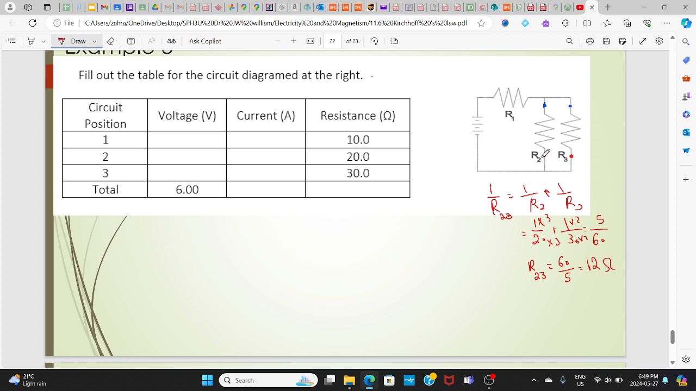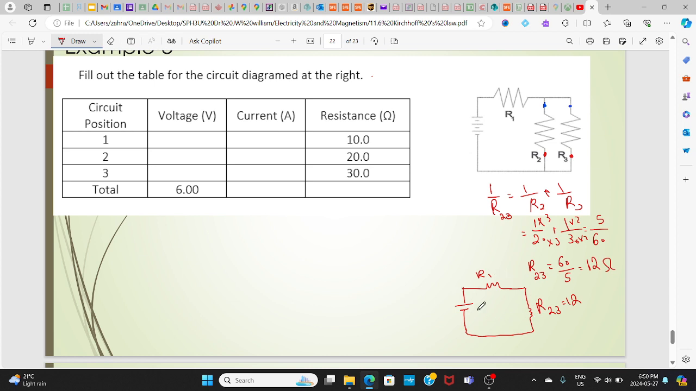So I can replace these with 12 ohms. My circuit will look like that. So this is my R1, and now I just replace the total things by this R23. And this is what I have. So this is R23 and here is R1, right? R23 is 12 ohm.